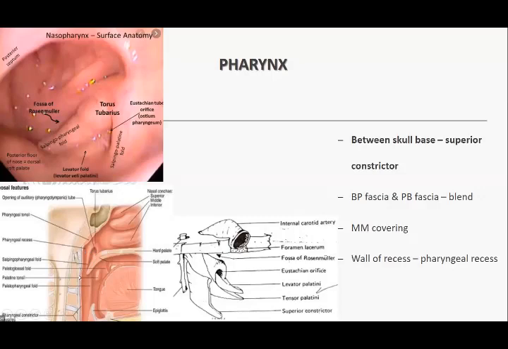Okay, so between the base of the skull, this is what I wanted to show you. Between the base of the skull and the superior constrictor muscle, this is the superior constrictor muscle and here is the base of the skull. Between the base of the skull and the superior constrictor muscle, all this is covered by mucous membrane. Okay, and these coverings of mucous membrane make up the walls of the fossa of Rosenmuller.